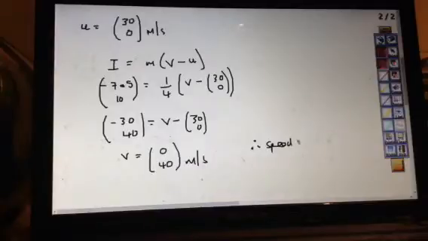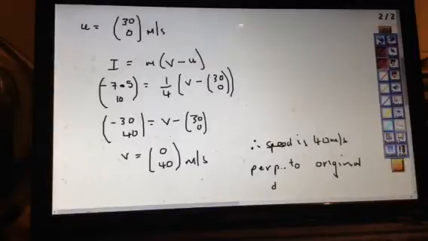speed is 40 meters per second, and it is perpendicular, because you've got to give a direction to it. It means it's actually going upwards like that, 40 meters per second. So we need to say that therefore speed is 40 meters per second, perpendicular to the x-axis or horizontal, or original direction, perpendicular to original direction.